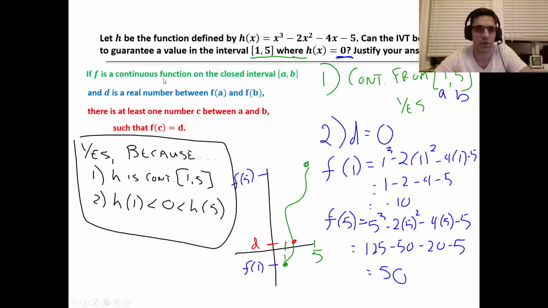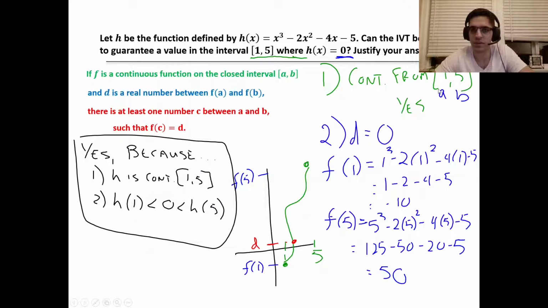So step 1, is f continuous over the interval 1 to 5? Well, we have a polynomial function, and polynomial functions we know are continuous over all real numbers. So yes, it will be continuous on the interval 1 to 5, or any interval for that matter. The next part, d is a real number between f of a and f of b. Okay, so if we look at h of x equals 0, a would be our 1, b would be our 5, and 0 would be our d value.